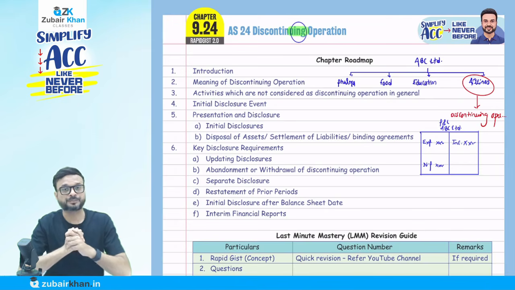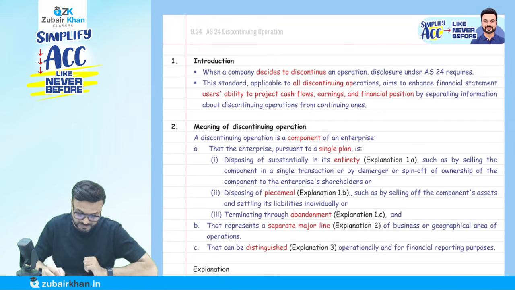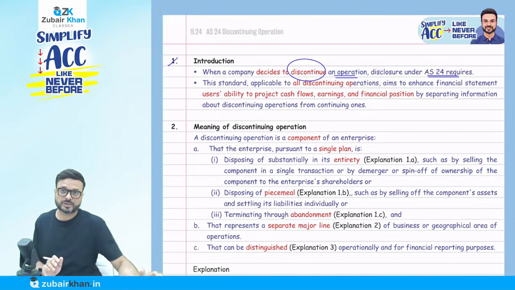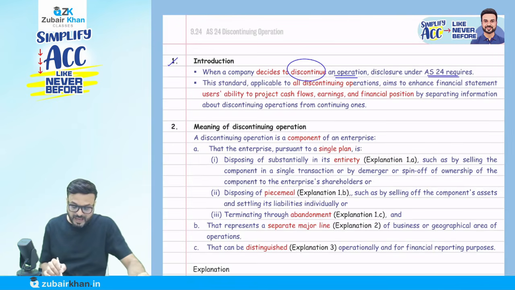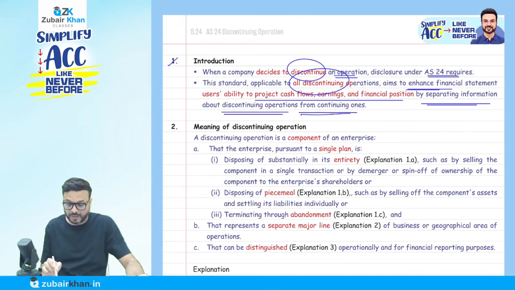I already told you about the introduction. They say when a company decides to discontinue an operation, disclose under accounting standard 24. These standards are applicable to all discontinuing operations and aim to enhance the financial statement users' ability to project future cash flow, earnings, and financial position by separating information about a discontinuing operation from the continuing ones.